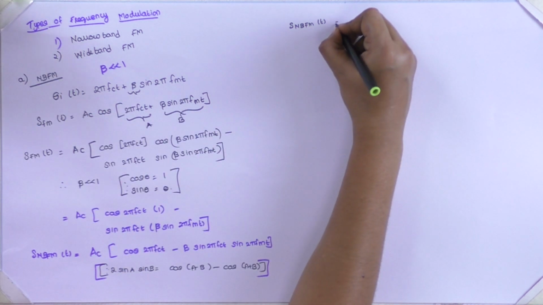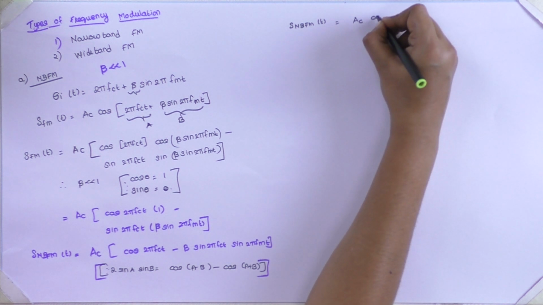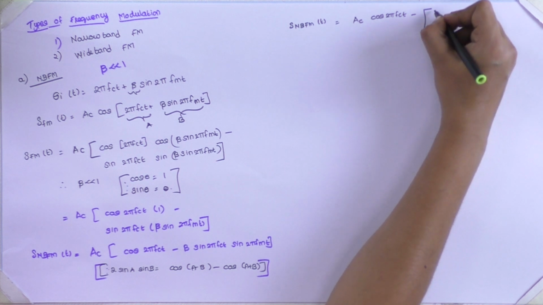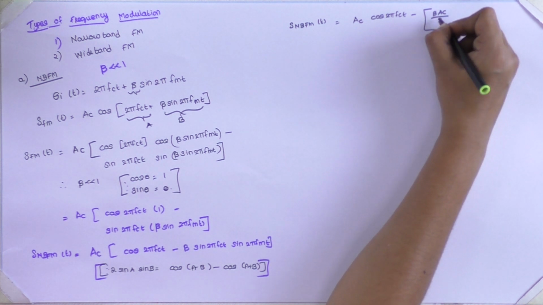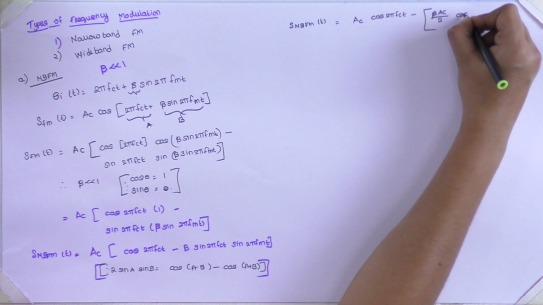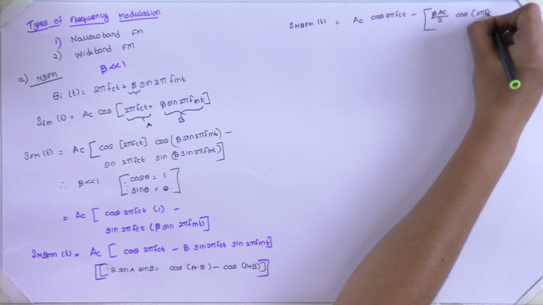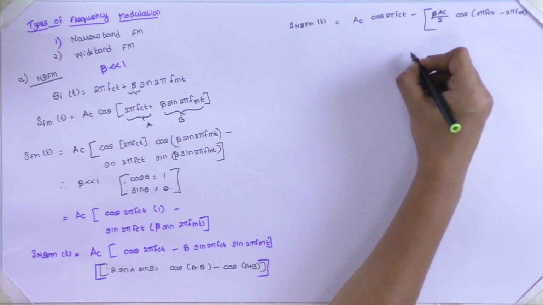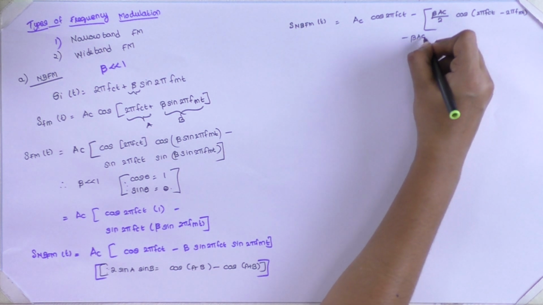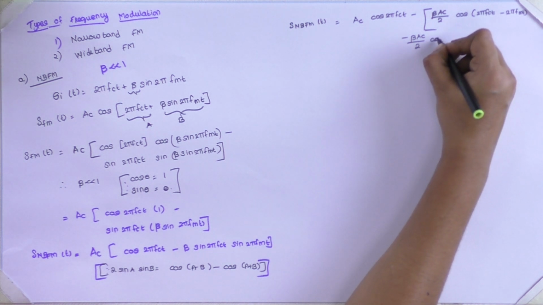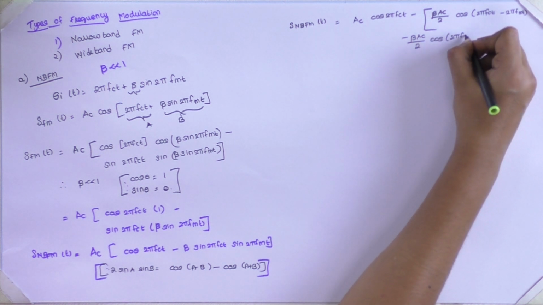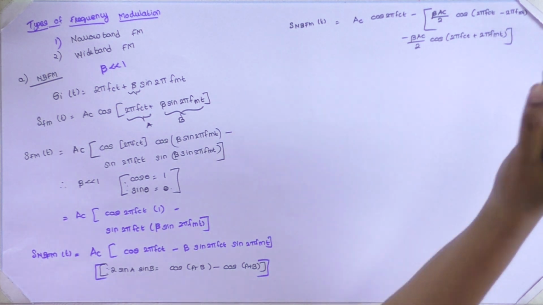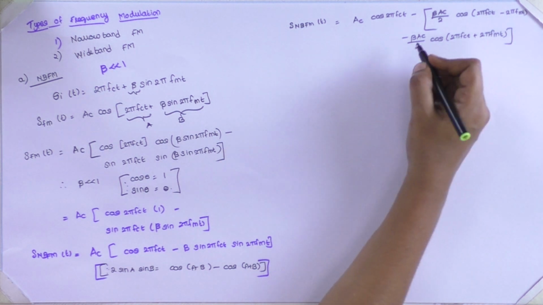By substituting this formula, AC cos 2 pi FCT minus beta AC by 2 cos of 2 pi FCT minus 2 pi FMT minus of beta AC by 2 cos of 2 pi FCT plus 2 pi FMT. This is a narrow band wave.